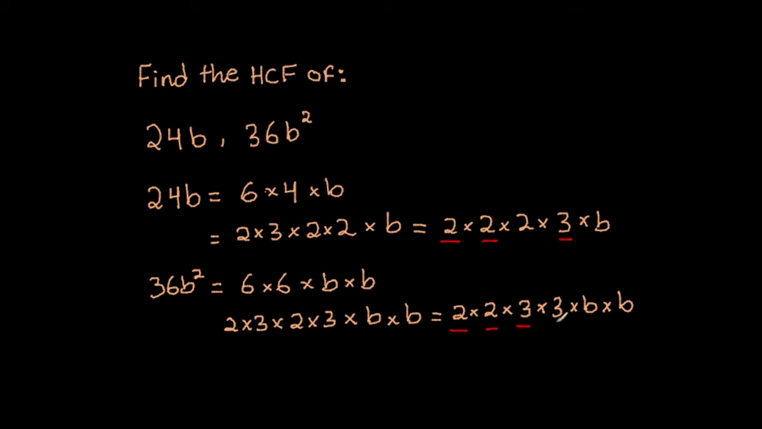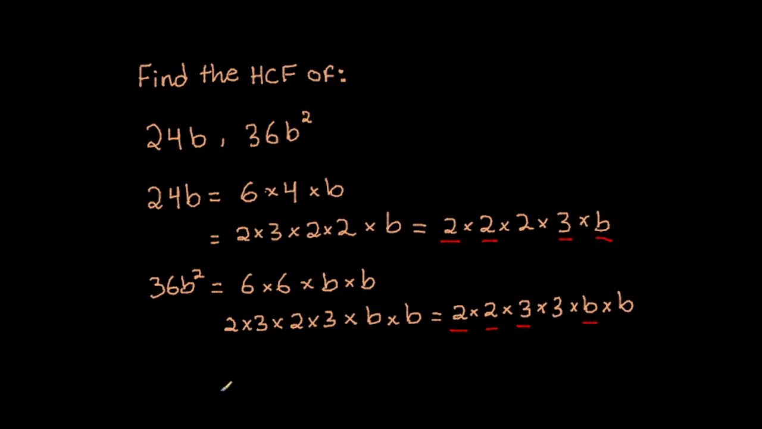It doesn't matter, we could have highlighted this 3 as well. The only thing that's important here is to realize that there is one 3 that is in common between them. And same thing here, we have one b and one b, and that's it. These are the things that are in common between them. Now the way we find the highest common factor is we multiply all of these factors together that are in common between both of them.